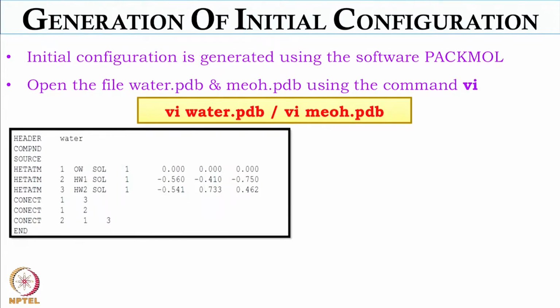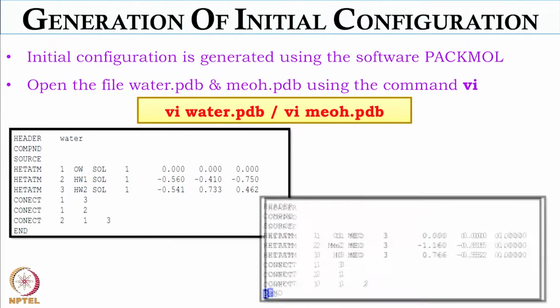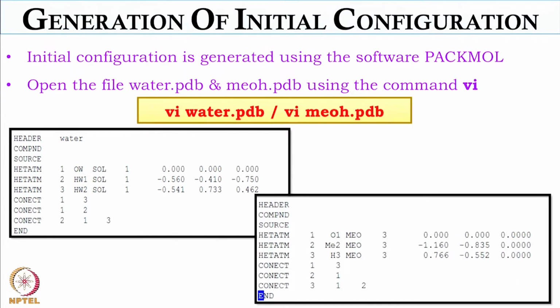So the water structure I have already discussed earlier: the last three columns represent the coordinates of oxygen, hydrogen and the second hydrogen in the XYZ axes. Then SOL is the residue name, then there is bond connectivity and angle connectivity. And this is the PDB file for methanol, where we have taken the methyl group as a united atom, so we have taken methyl as one group, and then there is oxygen and hydrogen.